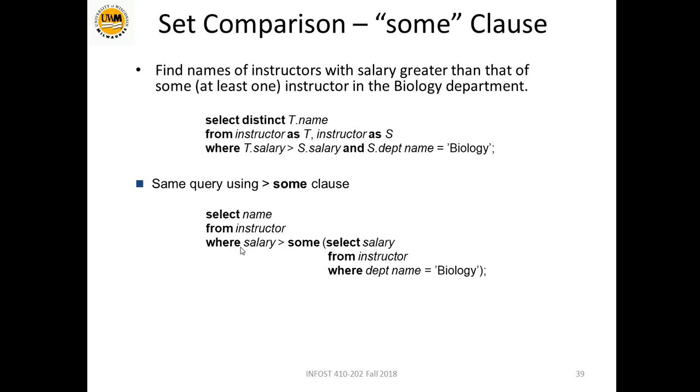Select name from instructor where salary is greater than some select salary from instructor where department name equals biology. So it will show it even if it's greater than at least one of the teachers. This query and this query perform the same thing.